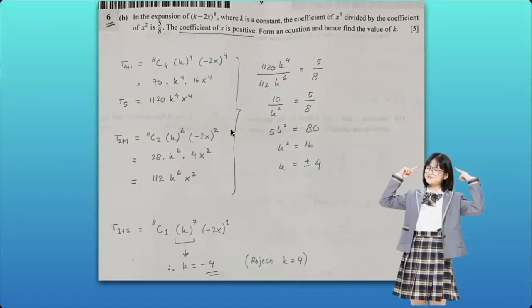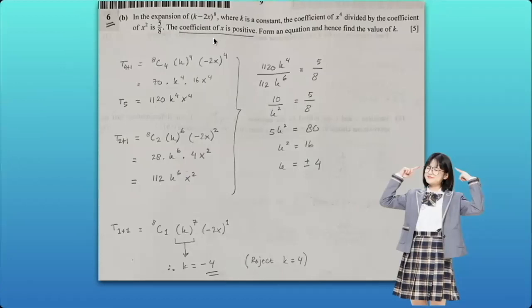And the question says the coefficient of x to the power of 4 divided by the coefficient of x squared. So we have 1120k^4 divided by 112k^6 is equal to 5/8. This is given. So we solve for k. So we have the answer here. k is equal to plus or minus 4.